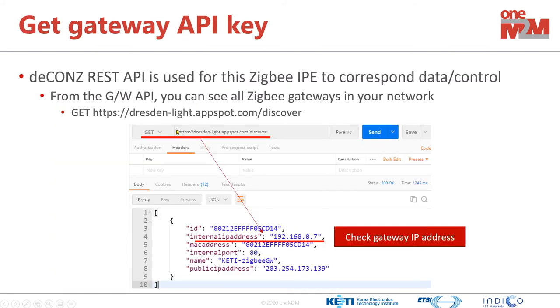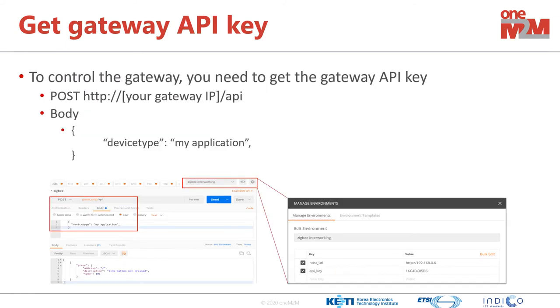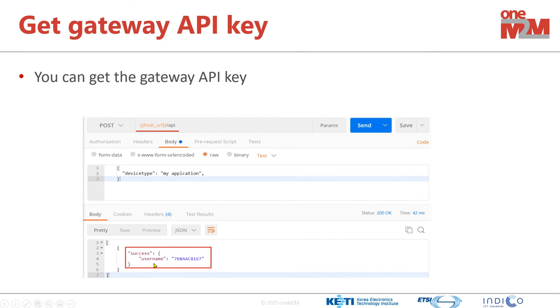and we need the gateway's API key to use the APIs provided by Deconz, and this is the instruction how to get it. To get the API key of the gateway, you send the request to this URL with the POST with this body. Then you will get the key like this in the response body.